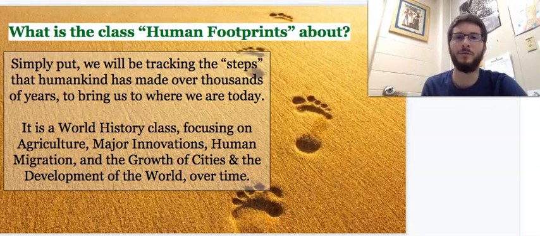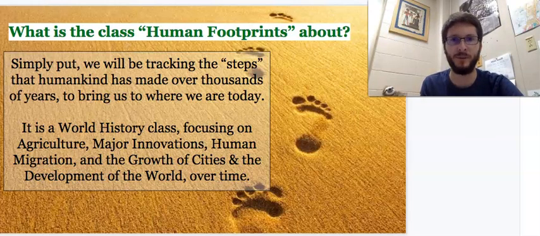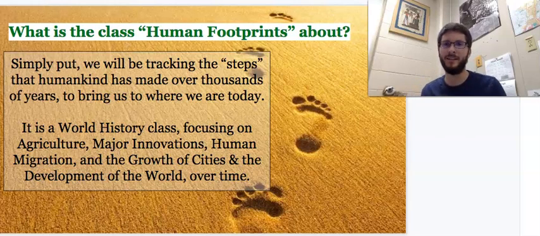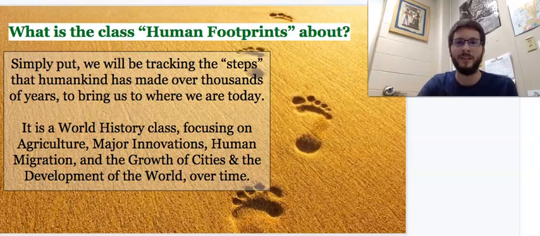This is human footprint specifically. If you're not really sure what this whole footprint situation is about, we're not literally going to be looking at any footprints, but we are looking at metaphorical footprints, the steps, the path that mankind has taken over the centuries or over the thousands of years of human history. We'll be tracking the steps that we've made to get us to where we are at today.